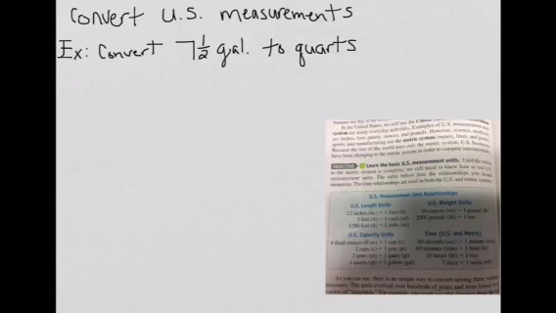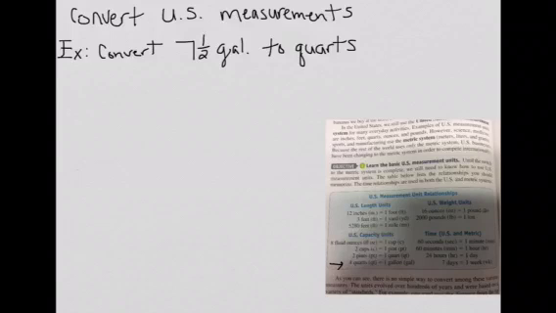Okay, so here we have another problem. We're asked to convert 7.5 gallons to quarts, and so I put the chart here for us to look at, and we just need to find the relationship between gallons and quarts. If we look down at the bottom here, we see that 4 quarts is equal to 1 gallon.